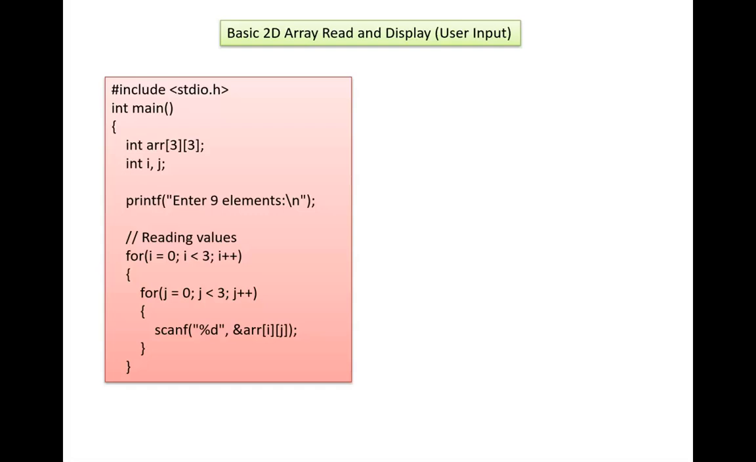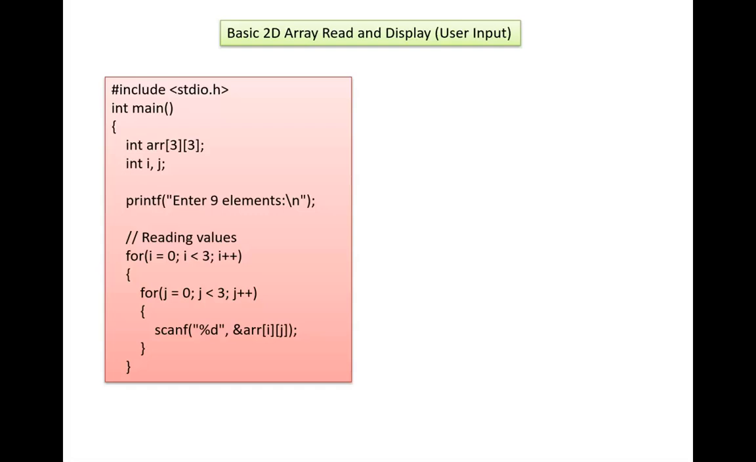How should I read the values of a two-dimensional array? I should use a nested for loop. Again, I appreciate you looking into the nested for loop video before coming to two-dimensional arrays. Fine. The first for loop reads i equal to 0, i less than 3, i plus plus. This outer for loop is for rows. The inner for loop, j equal to 0, j less than 3, j plus plus, is for the columns. Now scanf reads %d, ampersand arr[i][j].